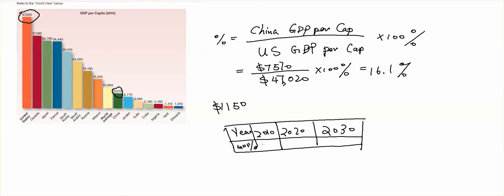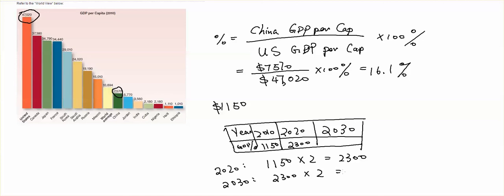So the initial GDP per capita is $1,150. After 10 years, it will double. So in 2020, it equals 1150 times 2, and we get 2300. But the question asks you about 20 years, so that reaches 2030, and that equals 2300 times 2, and we get 4600. So this blank should be 4600.